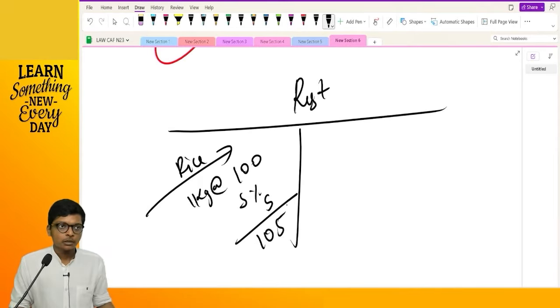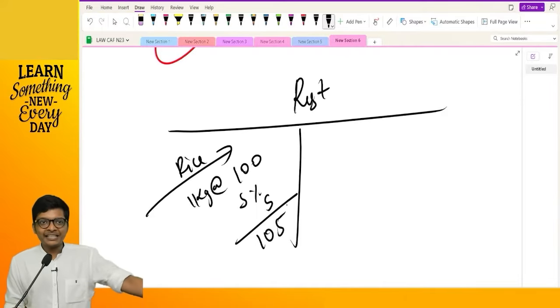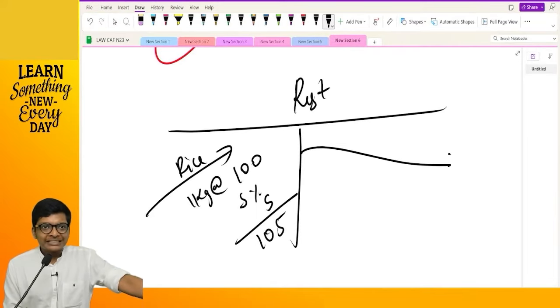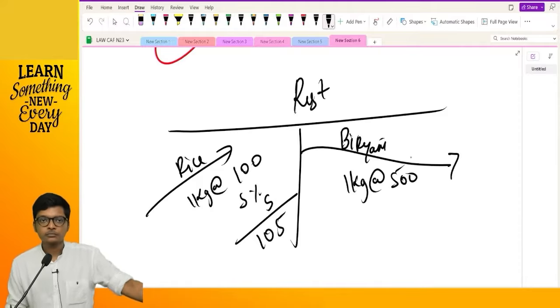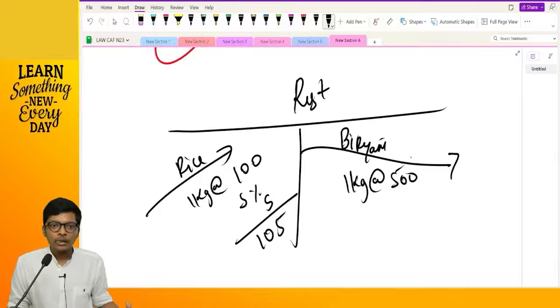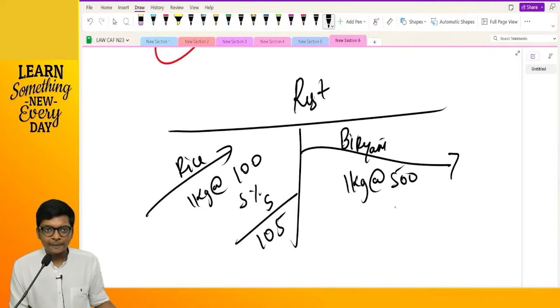Now the same 1 kg of rice is used to make biryani, and they sold 1 kg of biryani at 500. 5% is my GST. How much? 25. So the customer will pay 525.